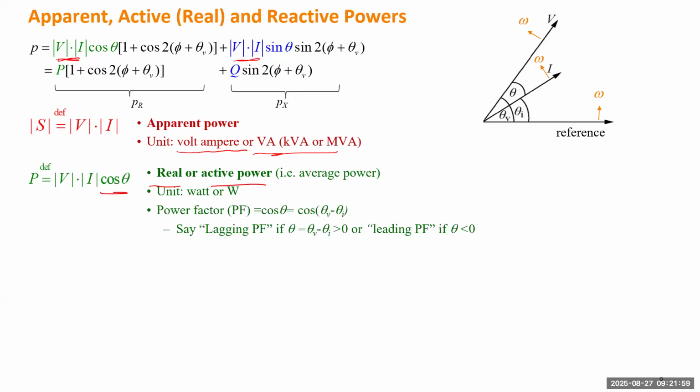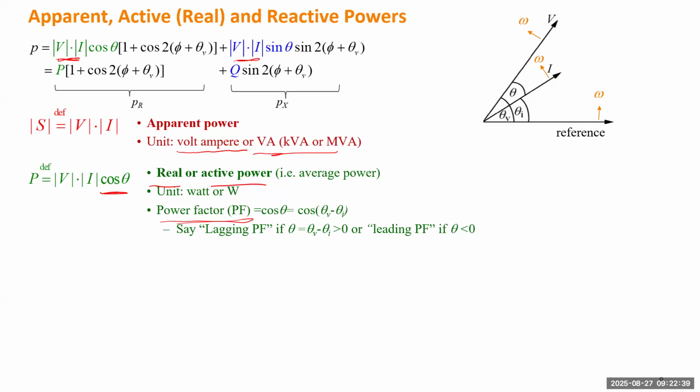Then this factor indicates the ratio of the real power to the apparent power. If theta is changing, with the same apparent power the real power will change with theta as a cosine function. So we call cosine theta the power factor. The power factor will vary from 0 to 1. When theta is equal to 0, the power factor is 1. When theta is non-zero, it will be less than 1.